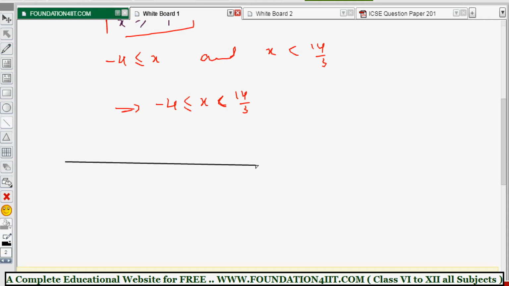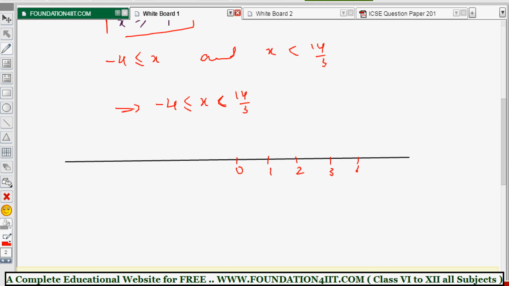Take the number line. Zero. Integers only, right? So 1, 2, 3, 4, 5, and so on. This side is minus 1, minus 2, minus 3, minus 4, minus 5. Because 14 by 3 is approximately 4 point something, so 4 is there. It is more than 4, 14 by 3 is more than 4. That means 4 is also included.